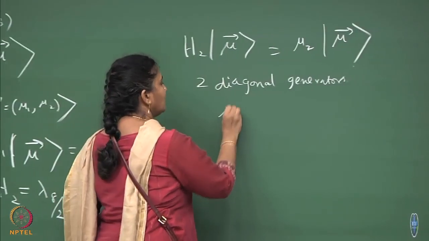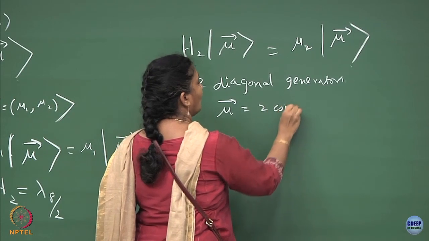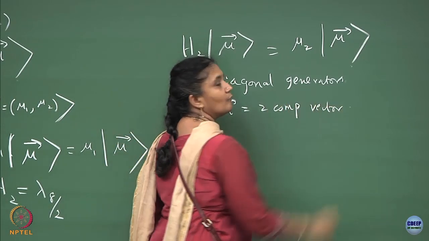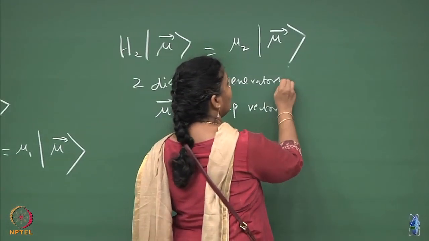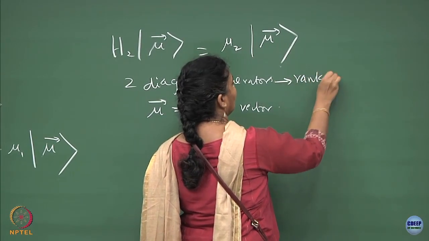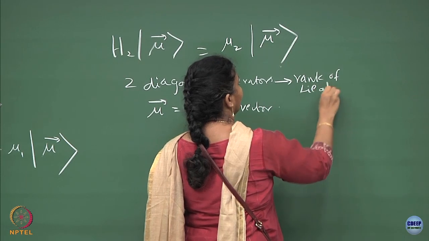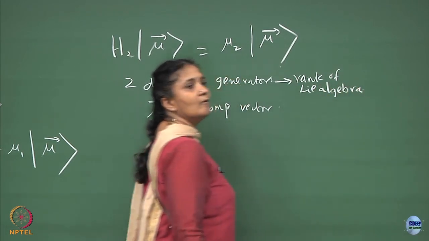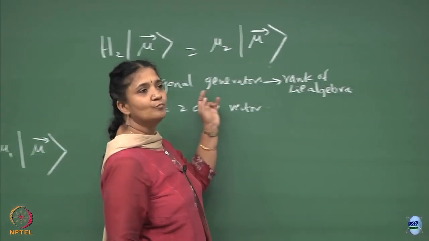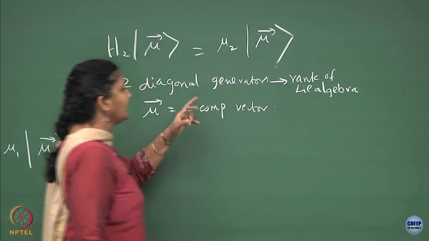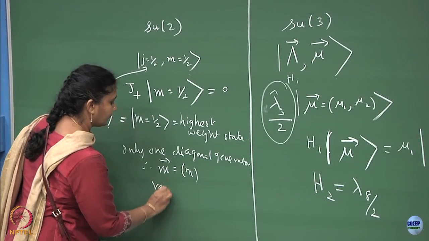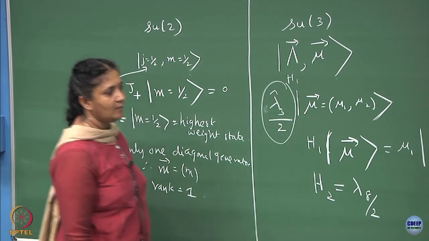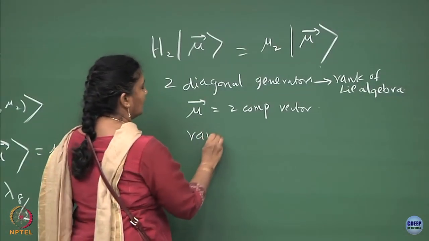So, your mu vector will be a two-component vector. Okay. And these two diagonal generators, the number of diagonal generators, is what we call the rank of the Lie algebra. So the rank is 2 for SU(3). Here the rank is 1, and here the rank is 2.